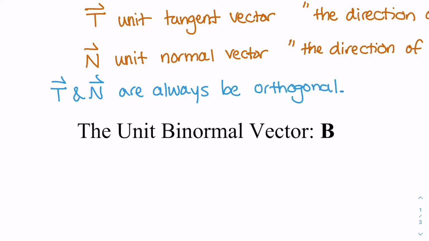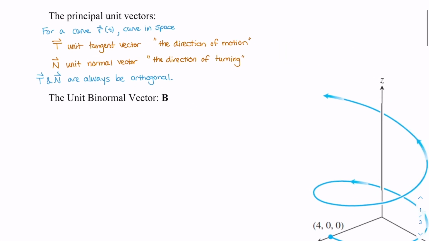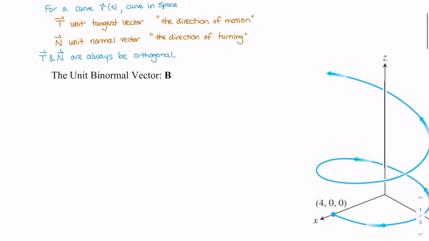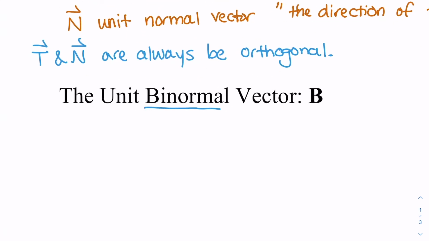And then we know that in 3-space, so in R3, you can have up to 3 unique vectors that are orthogonal to each other. So we have 2 so far, and in this video we're going to explore the third one. The third one is the unit binormal vector, and it's called the binormal vector because it's normal to 2 other vectors. So binormal means normal to both T and N.